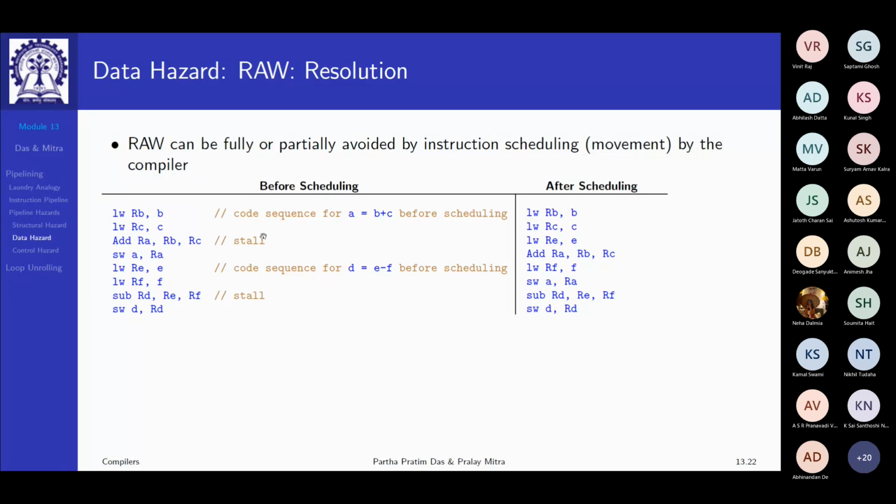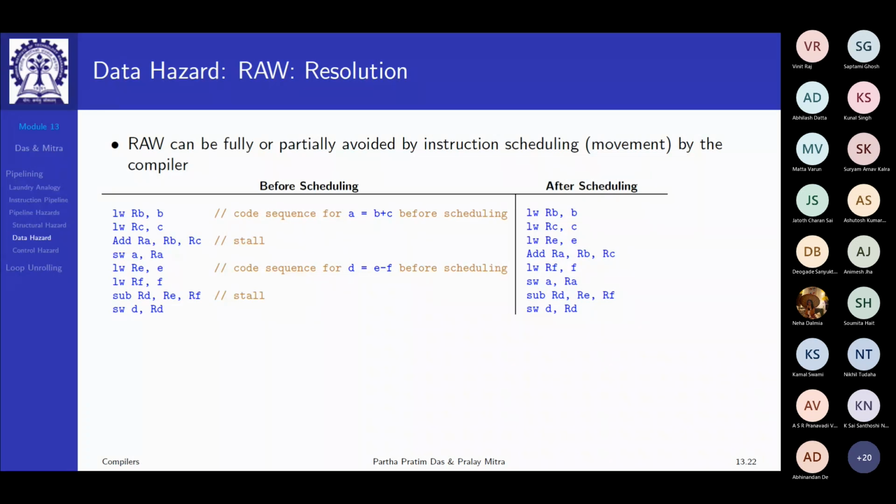So basically, to make this code correct without assuming that you have a hardware detector for RAW and stall, all you need to do is, after these two load instructions, put two NOPs as stalls, and then only this will work. A similar thing will happen in the next part also.